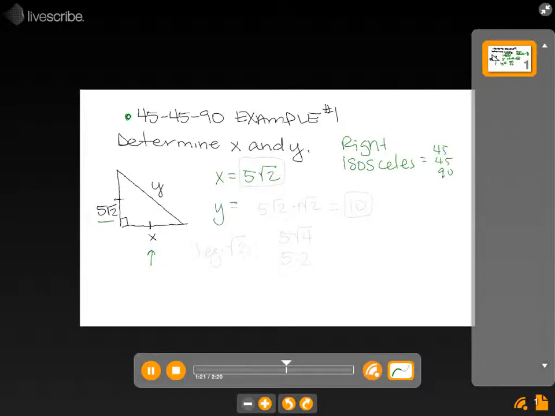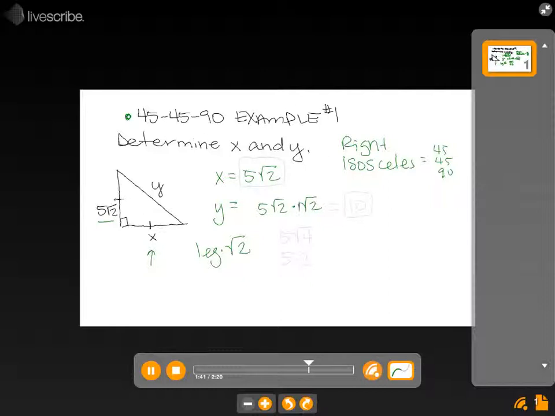Now to figure out y, we're given the leg of the triangle, and if we're given the leg to figure out the hypotenuse, we do the leg times root 2. So we have 5 root 2 times root 2. We need to multiply these together.